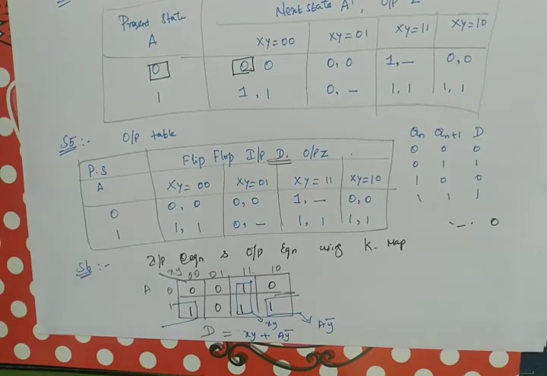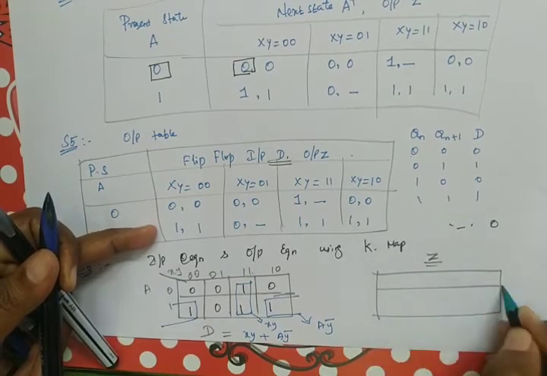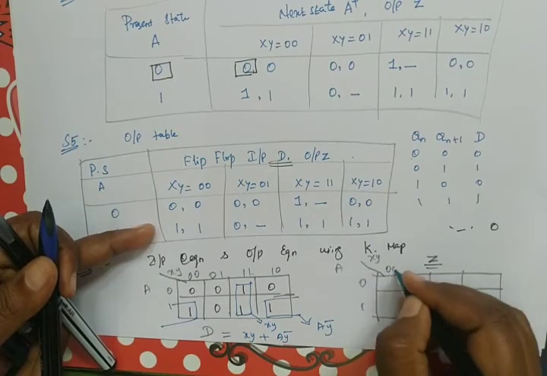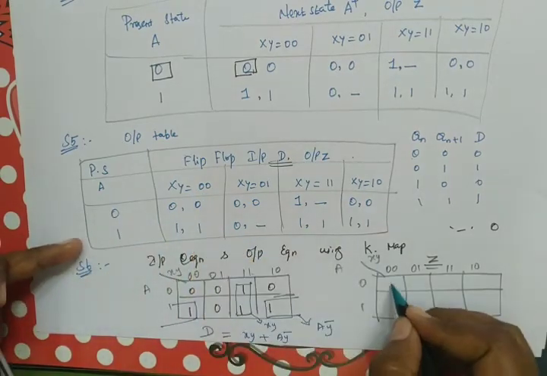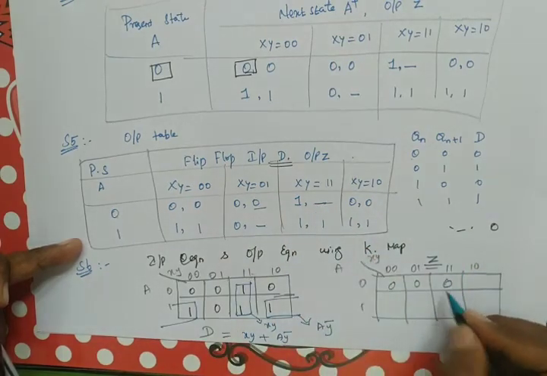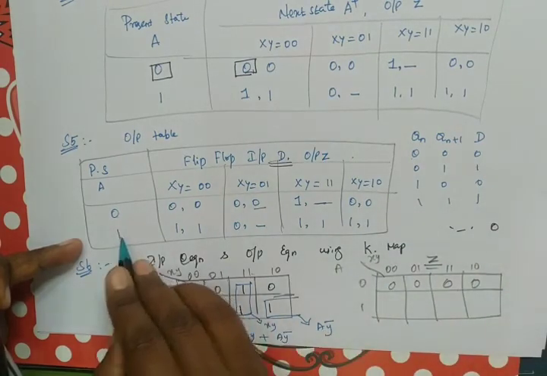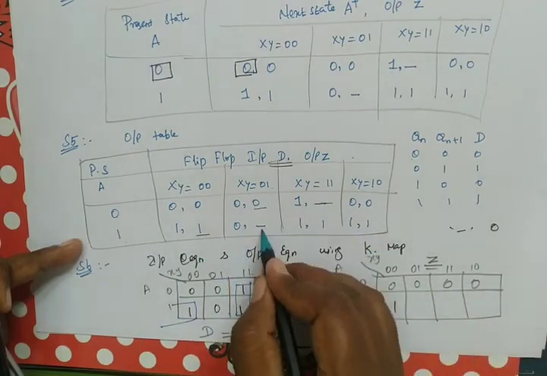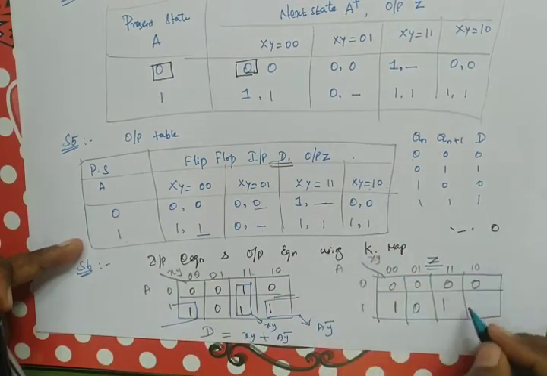Then we have to find the K-map for output. This is output, K-map for Z. This is A, this is xy, again 0 0, 0 1, 1 1, 1 0. So this is output. For 0 0 0 it is 0, for 0 0 1 it is 0, for 0 1 1 dash. So this dash should be represented as 0. For 0 1 0 it is 0. For 1 0 0 it is 1, for 1 0 1 it is dash, so represent as 0. For 1 1 1 it is 1. For 1 1 0 it is 1 here.